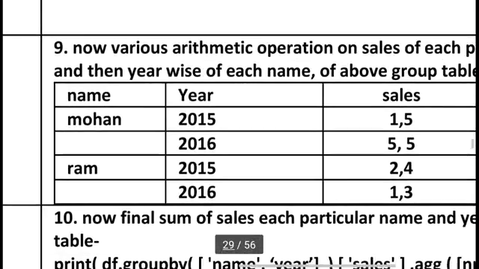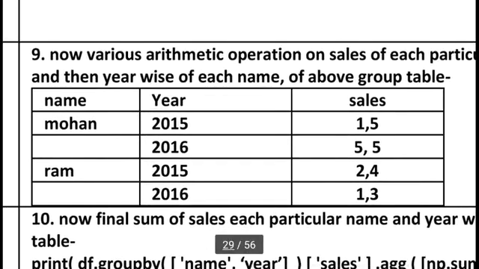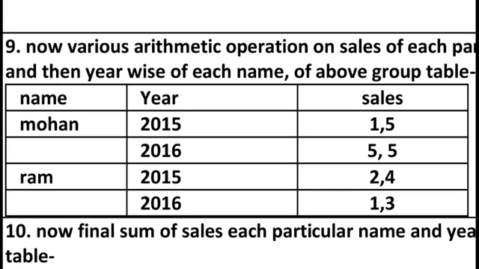So for this purpose you can see this is our final grouping table, Mohan and Ram. This is our main grouping. Then subgrouping according to year. So 2015, all the 2015 sales are 1, 5.